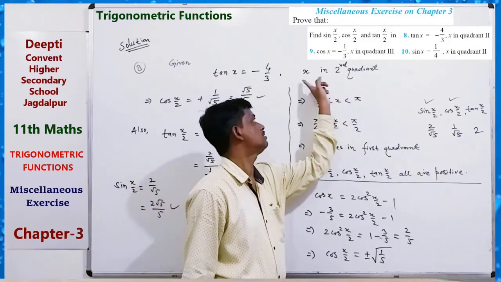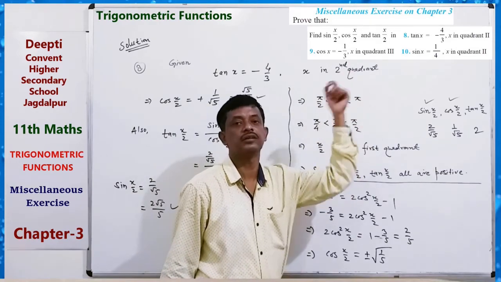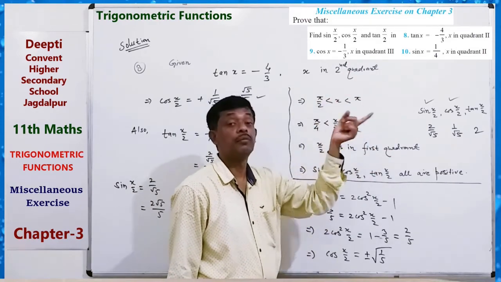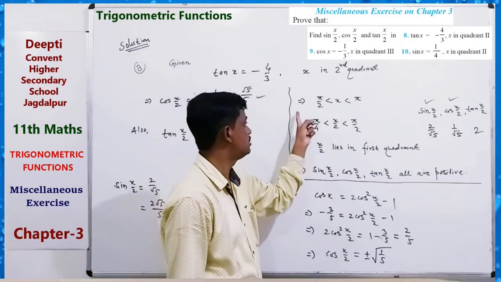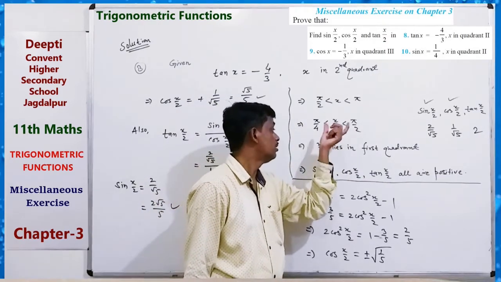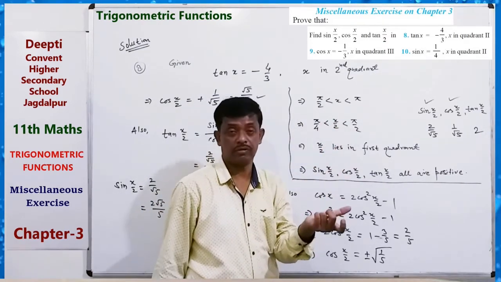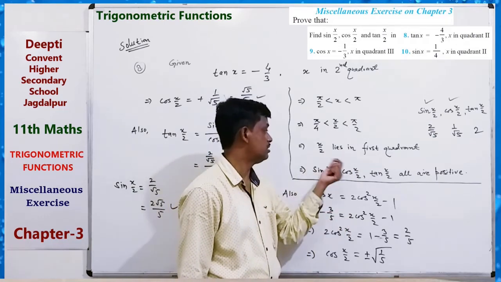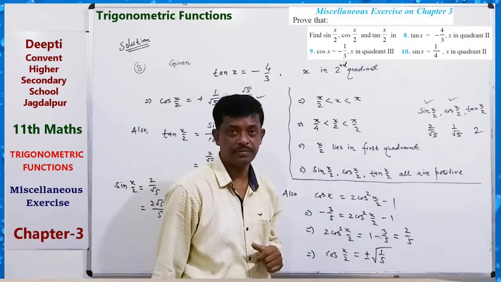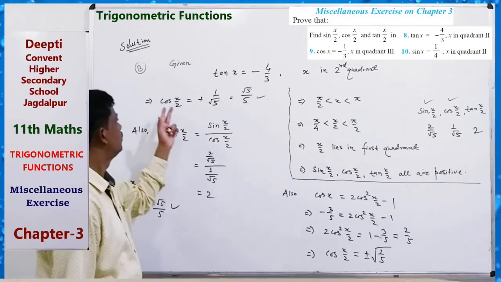As given, x is in the first quadrant, second quadrant, or third quadrant, that is, x lies between these limits. For x by 2, just divide the limits by 2 and see which quadrant x by 2 lies in. Then you can decide the sign. And then solve.